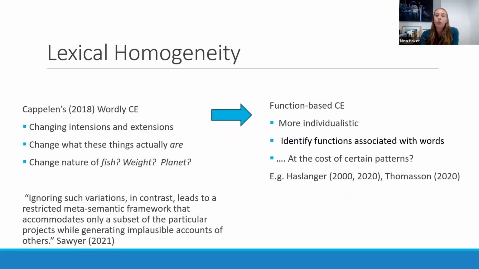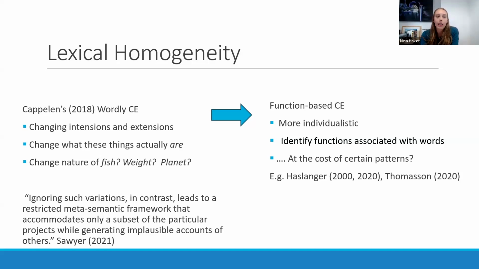However, not all accounts do treat them differently. For example, Cappelen's austerity framework, he's very insistent that his framework operates on intensions and extensions. It's not about words, it's about the world. It's about what these things are and not necessarily about the concepts that underlie them or the words that denote them. But most importantly, he says that all instances of conceptual engineering are about this.